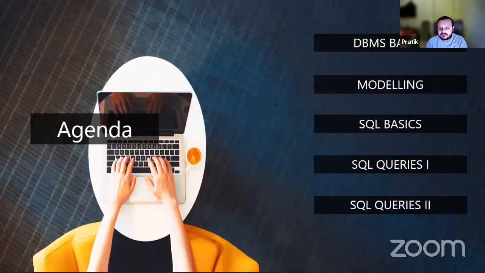Modeling is something that you do initially, whenever you have to design a database or an application. You have to see what the entities are and what tables you need to use. That's what modeling is about. It's like modeling the entire database.